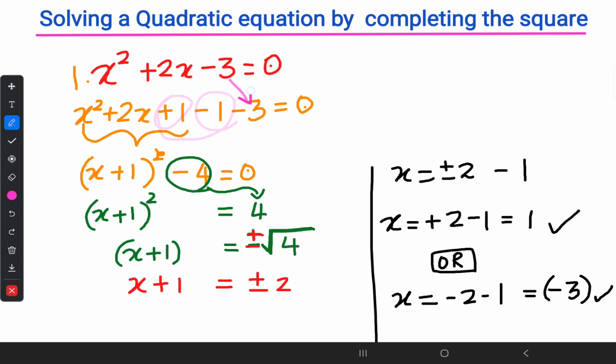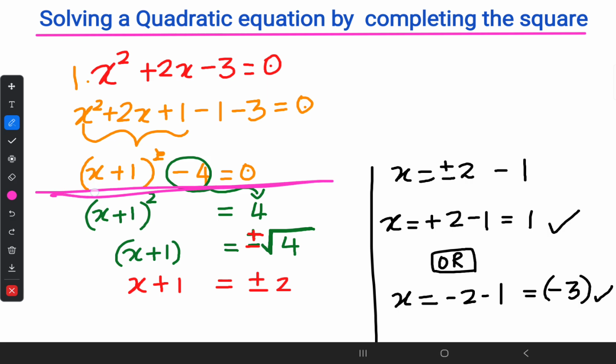This 3 is the constant already given in the question. Cannot change that. Now look at the first three members of the quadratic equation. x square plus 2x plus 1 will become (x plus 1) whole square. And thereafter this negative 3 and negative 1 will become negative 4. Then we need to find the solution.